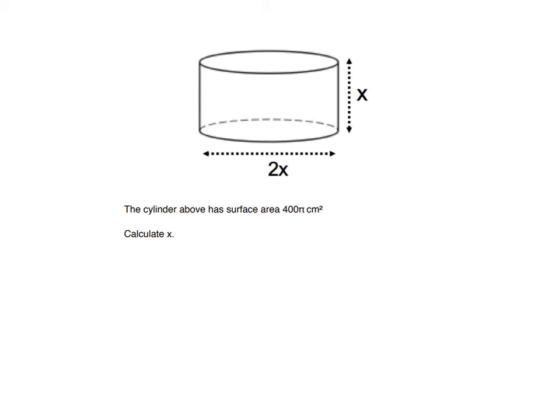So the cylinder above has a surface area of 400 pi. Again, it'd be really useful if we can get an expression for the surface area of this object. Well, for surface area, we're going to need a circle at the top.